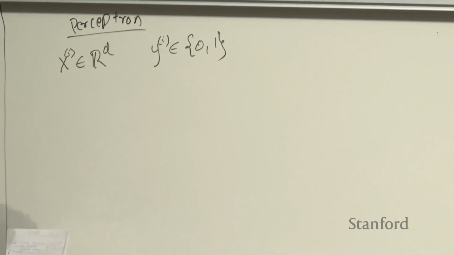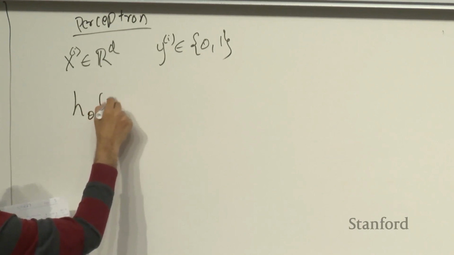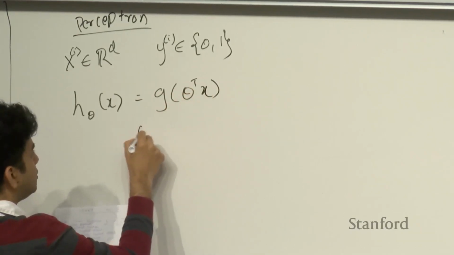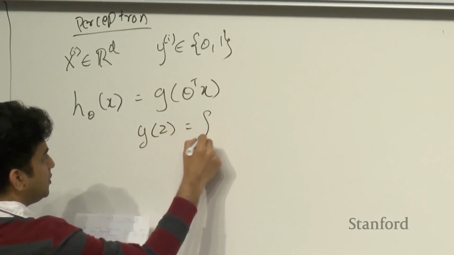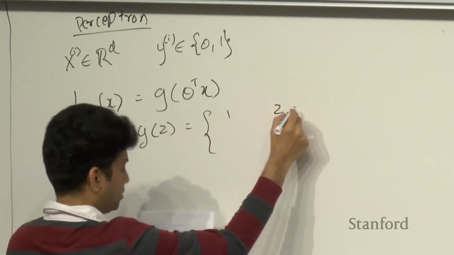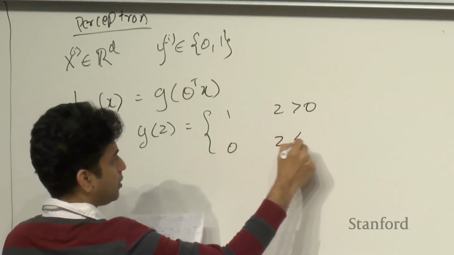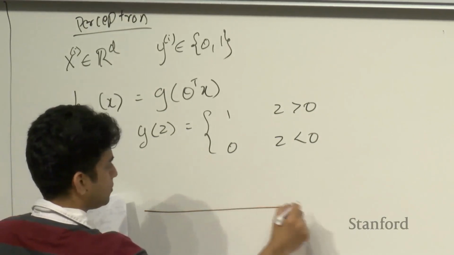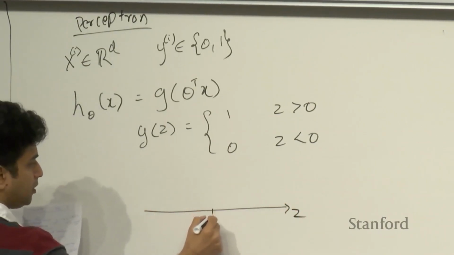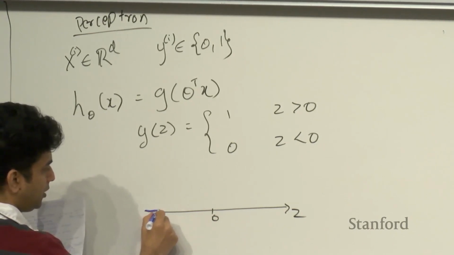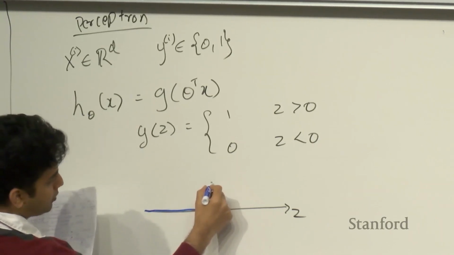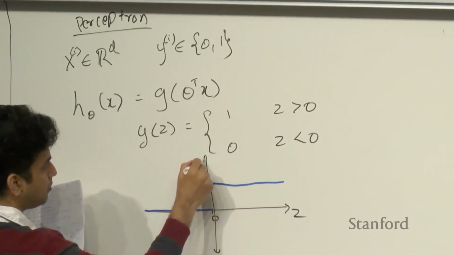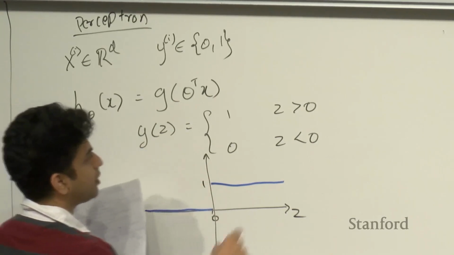And in the perceptron algorithm, the hypothesis h_theta(x) is equal to g(theta transpose x), where g of some variable z is equal to 1 if z is greater than 0, and it is 0 if z is less than 0. Right? So g is some function, think of it like this. If this is z, this is 0, g looks like this. g takes the value 0 if the input is less than or equal to 0, and it is 1 otherwise. And you can actually define it as less than or equal to or greater than or equal to.